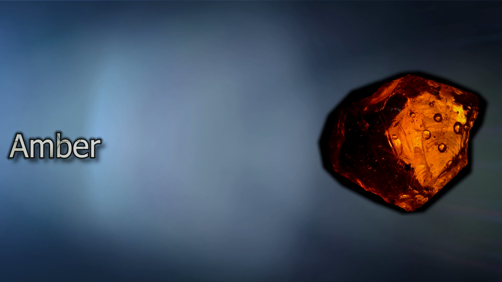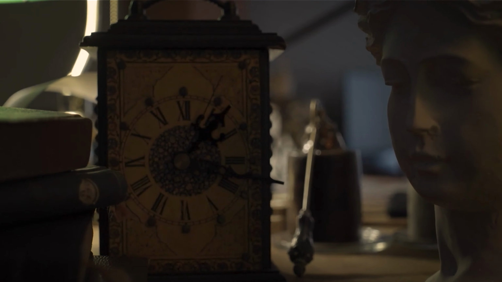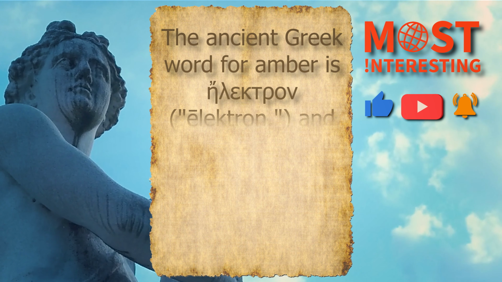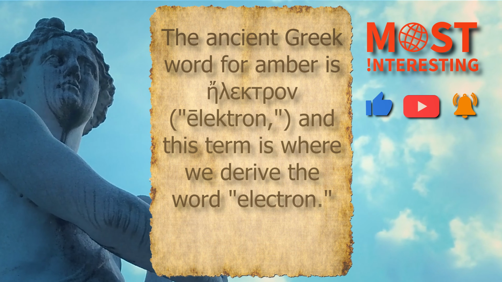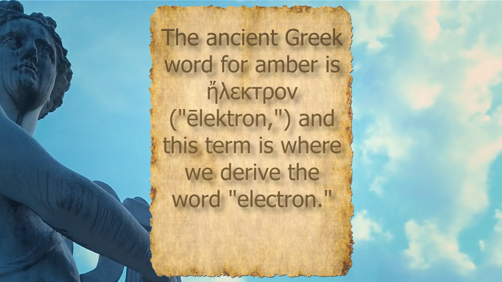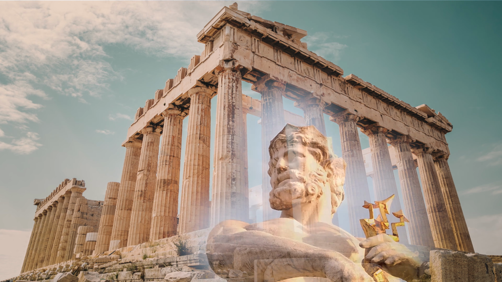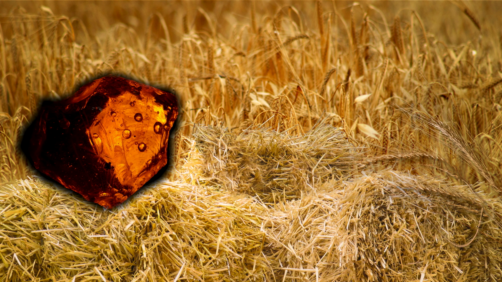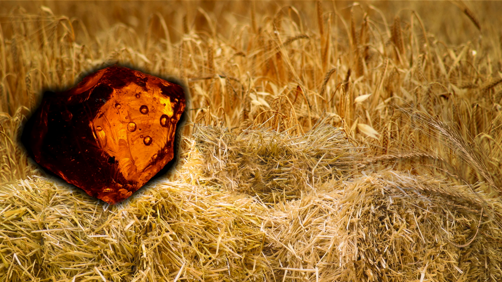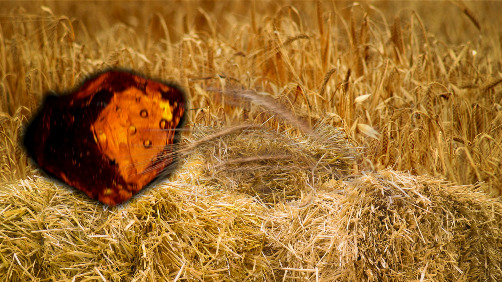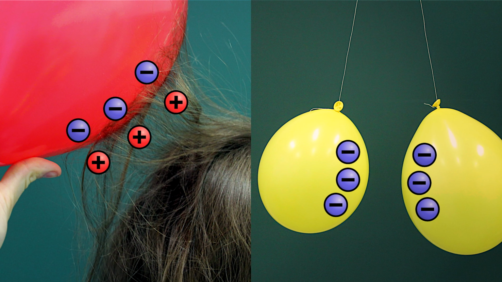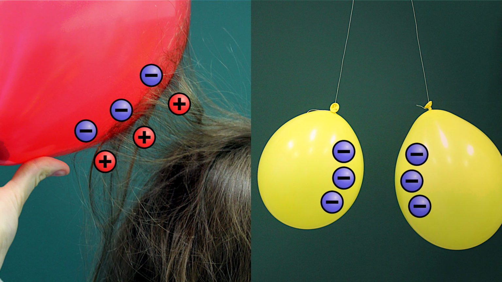Our story begins with the ancient observation of static electricity. The ancient Greek word for amber is electron, and this term is where we derive the word electron. The ancient Greeks noticed that when amber was rubbed against certain materials, it gained the ability to attract lightweight objects like bits of straw. This effect was an early observation of static electricity, although the underlying mechanisms weren't fully understood at the time.